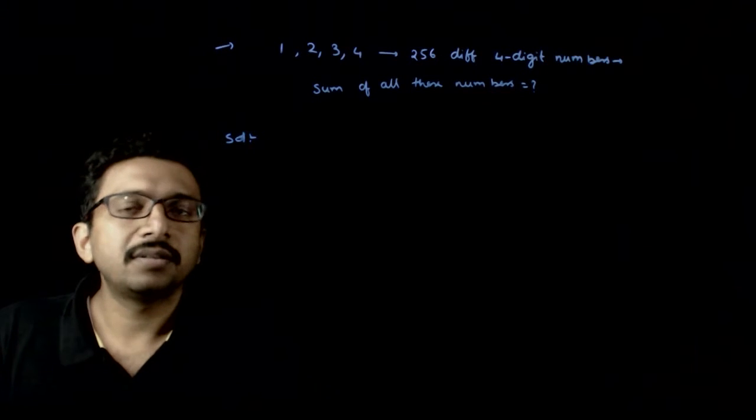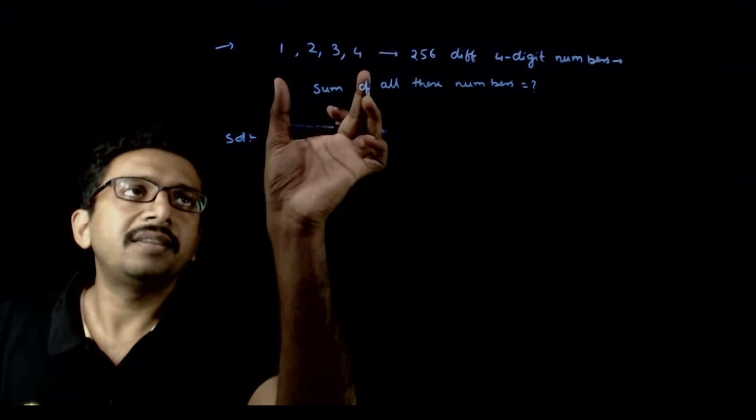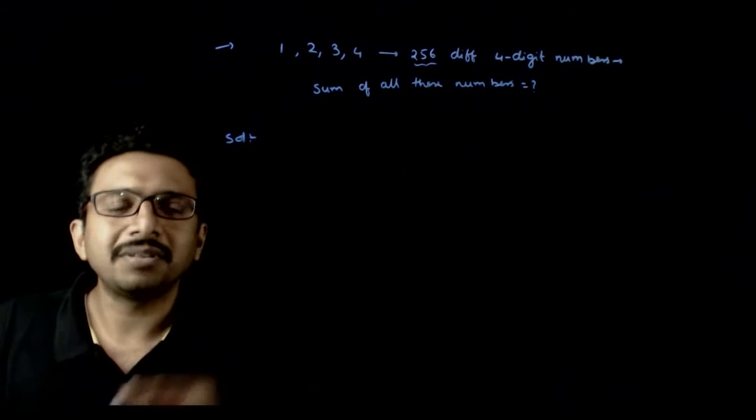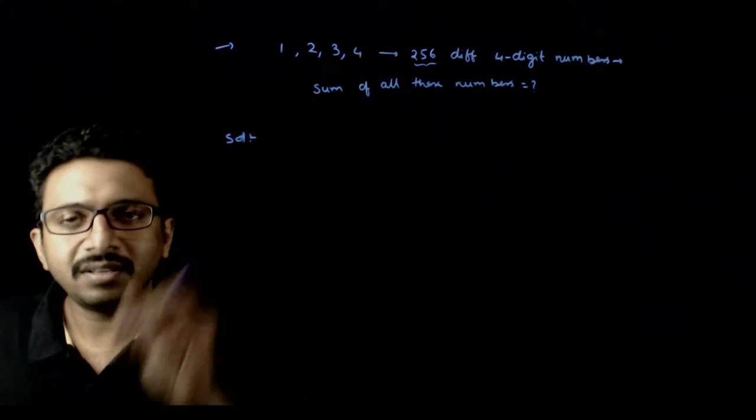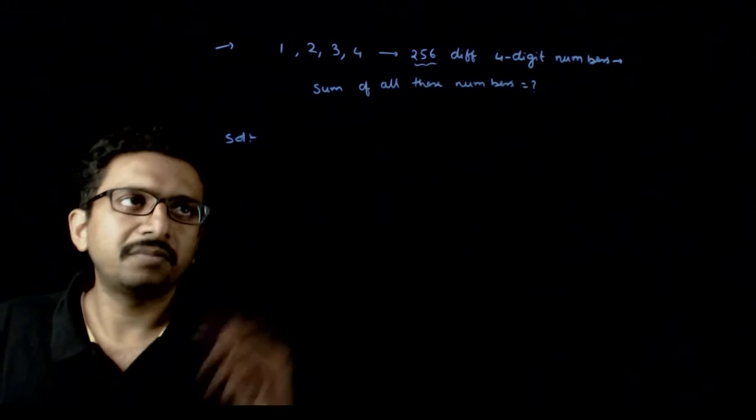So welcome students. In this question you are asked to find the sum of all the 256 numbers that can be formed using the digits 1, 2, 3, 4.